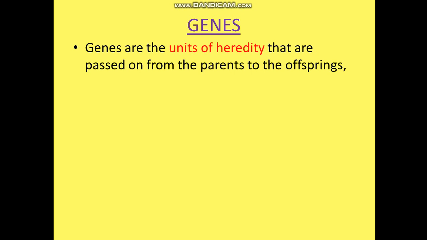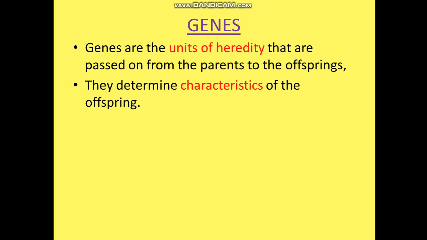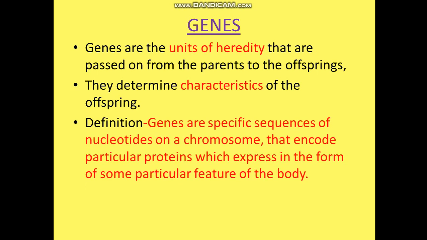So, genes are specific sequences, they are the units of heredity. This is a very important point here. I have highlighted the important points in red. Genes are the units of heredity that are passed on from the parents to the offspring. They determine characteristics of the offspring. Your individual characteristics are because of the genes which you have inherited from your parents. Clear?